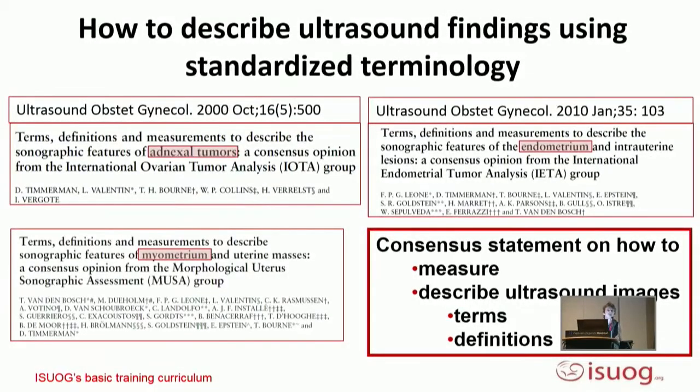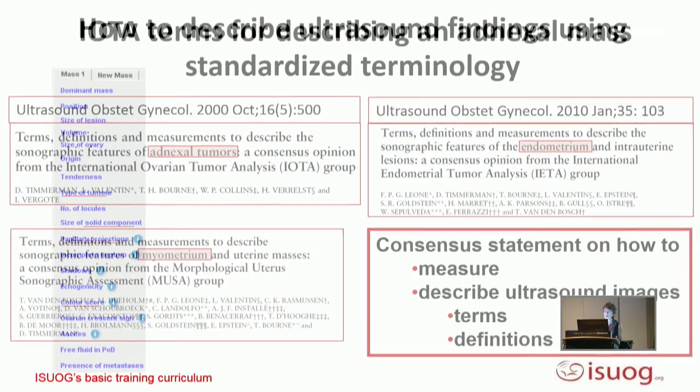Now, there are 3 published consensus statements on which terminology we should use. One consensus statement, the IOTA statement, on which terminology we should use to describe adnexal masses. The IETA consensus statement on how we should describe our ultrasound findings of the endometrium, and the MUSA consensus statement on how we should describe our ultrasound images of the myometrium. I would recommend you to read these consensus statements because it is impossible in a 20-minute lecture to go through all the details of these consensus statements.